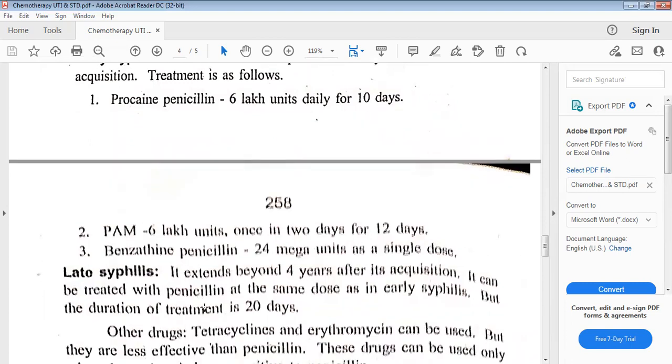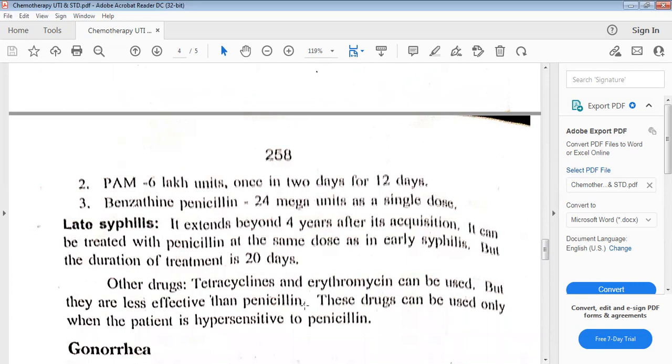Then beyond 4 years after that disease has been acquired, if you diagnose it, if it is late syphilis, then at that time you can give penicillin, but you have to give it for a longer duration. You have to give it for 20 days.